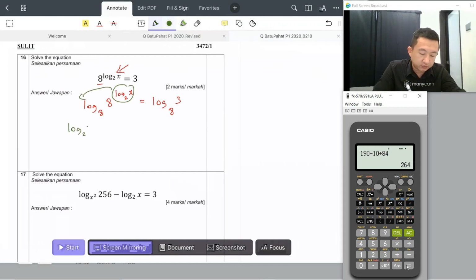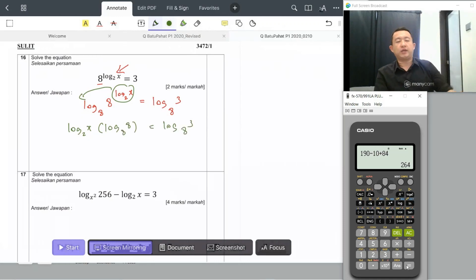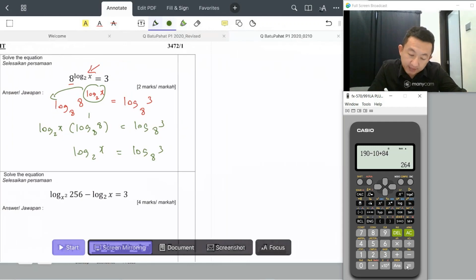So you have log 2x bracket log 8 8. And we all know log 8 8 equals 1. That's the reason why I bring it down. 1 multiplied with log 2x, so you have log 2x equals log 8 3. Okay, if you want to compare it, it's a bit hard because the base is different. So you can make it the same if you want.